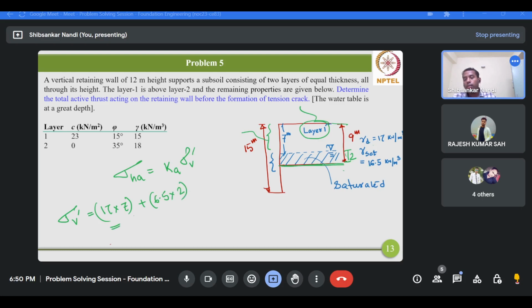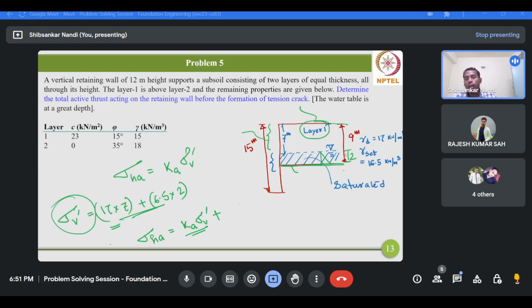So after calculating this value, this will give you the sigma v prime at the interface. Now you try to determine the sigma h. Now what will be the sigma h? So sigma h would be Ka sigma v prime. This is due to the overburden, meaning from the soil, and additionally you have to consider the earth pressure which is coming from the water table also.